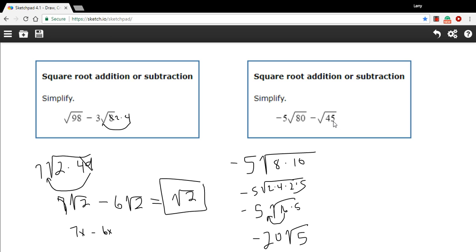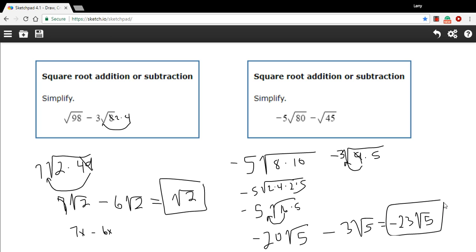Now here, I'm going to be looking to see if we can get this in terms of square root of 5, for negative square root of 45. So let's factor this 45. Oh, well, that's 9 times 5. So that's pretty obvious how that works. We'll take the square root of 9, which would put a 3 out front, and leave the square root of 5. So this becomes negative 20 times the square root of 5 minus 3 times the square root of 5. So negative 20 minus 3 is negative 23 square roots of 5, or negative 23 times the square root of 5.